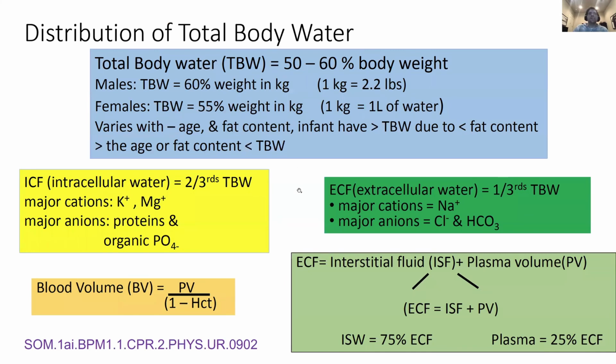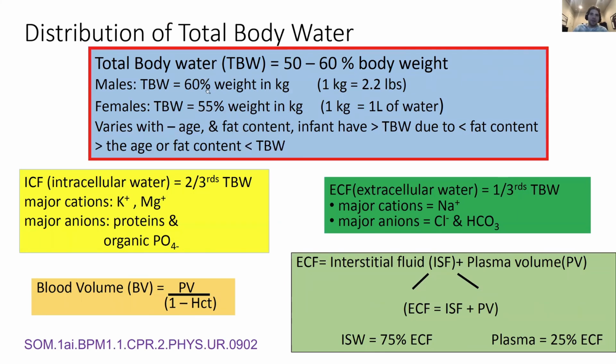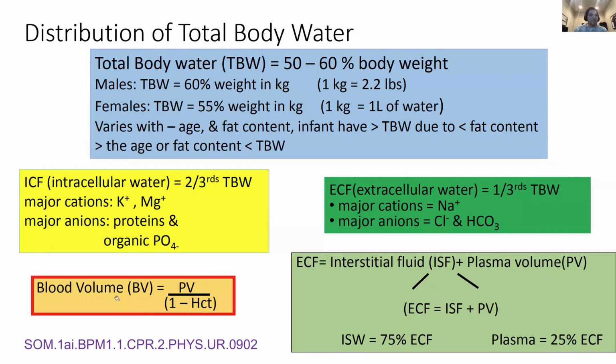Some of the equations you do want to commit to memory: men are about 60% water, women about 50 to 55%. So just in case they give you a question about that, you can do the math. Also, we talked about this: the blood volume is the plasma volume times 1 over the hematocrit. So these are just other little equations that you want to be sure of.